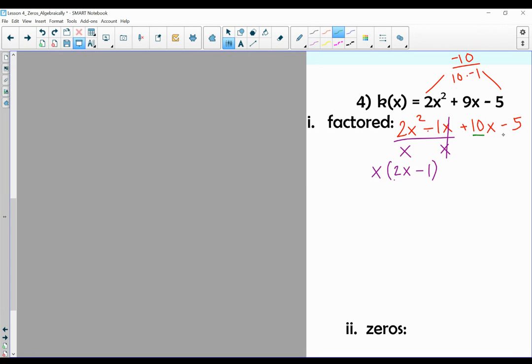Now on the right side, 10x and negative 5, they both have 5 in common. So I'm going to factor out 5. 10x divided by 5 will leave me with 2x. And negative 5 divided by 5 leaves me with negative 1. Again, I see I have the same thing. So I'm happy, and I know I'm on the right track. So now I'm going to factor out 2x minus 1. And I am left with x plus 5.